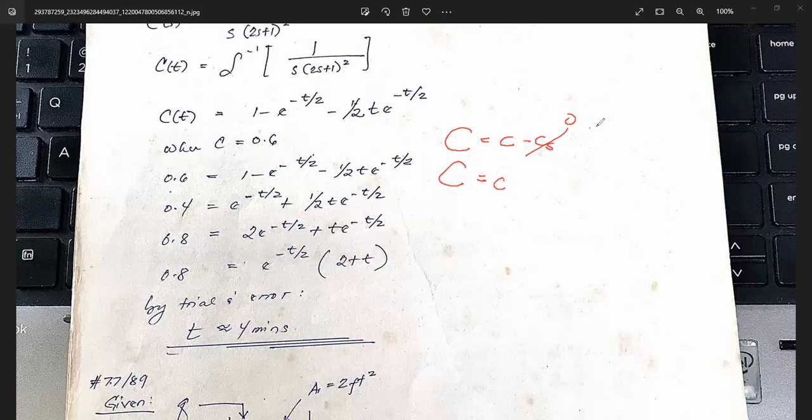So the concentration for each of your tanks is 0 for the salt. So this is the answer. It would take 4 minutes for the concentration in tank 2 to reach 0.6. Any question here?